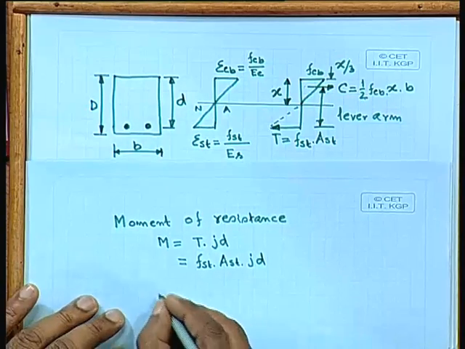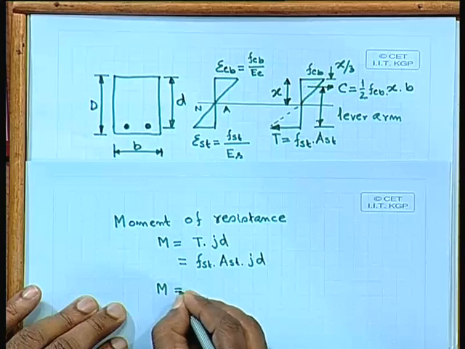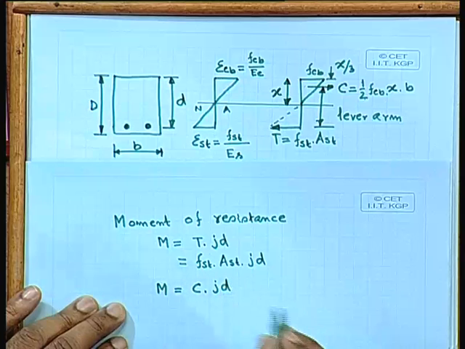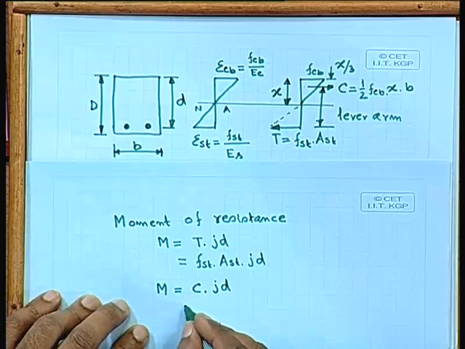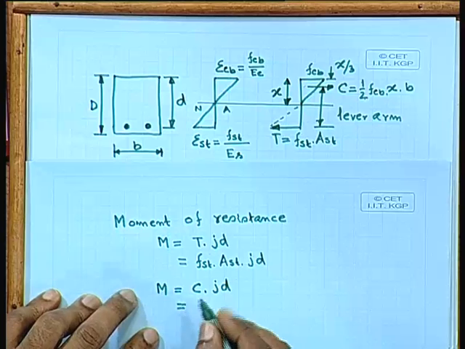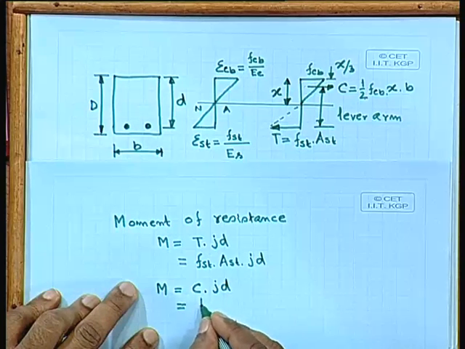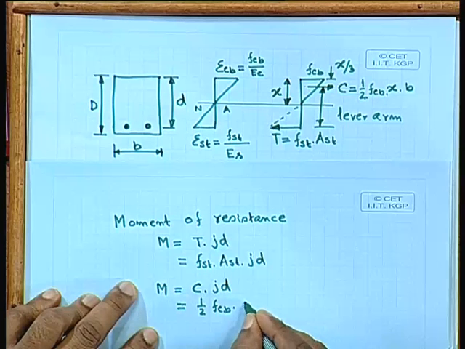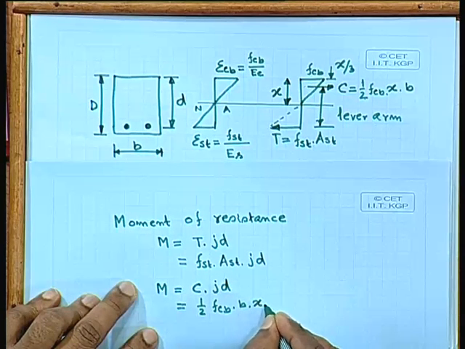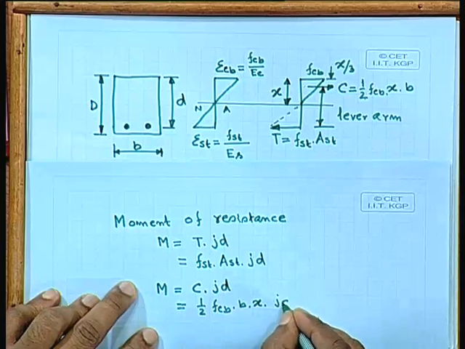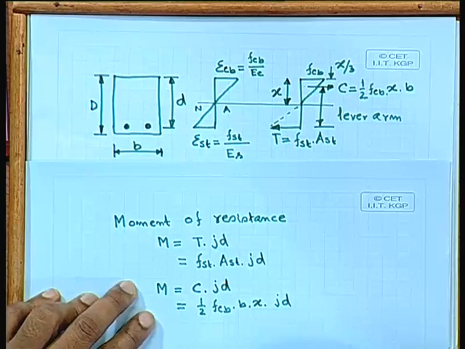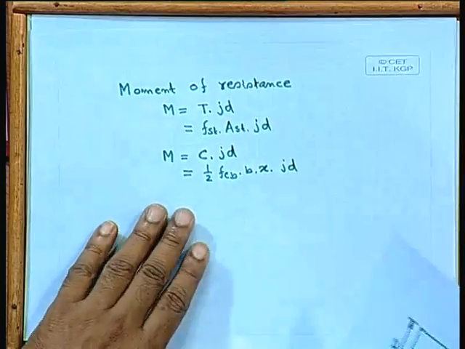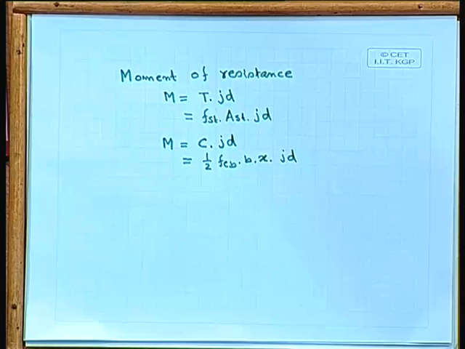So, we can also write M equal to C times jd, which equals half fcb times b times x times jd. Now we can work this out, because this is simply a little bit of arithmetic only.